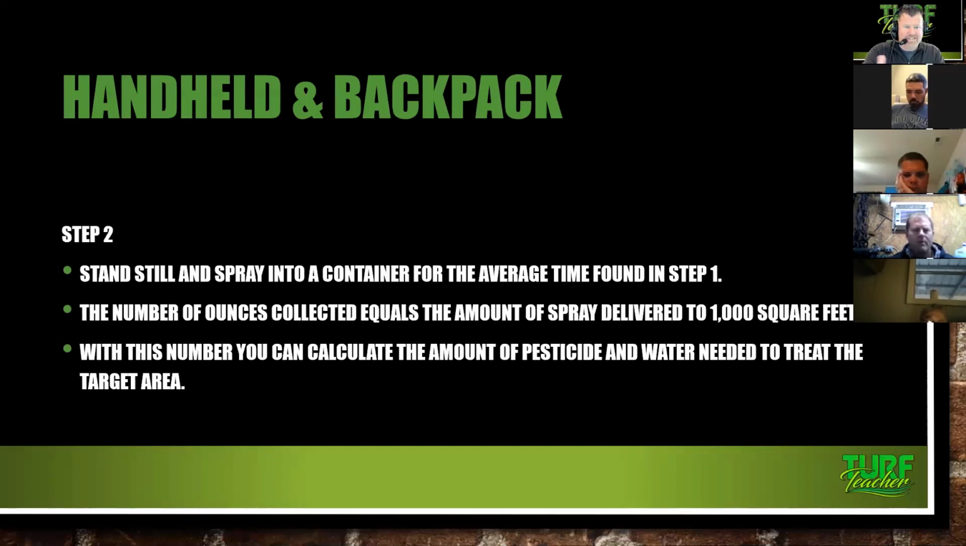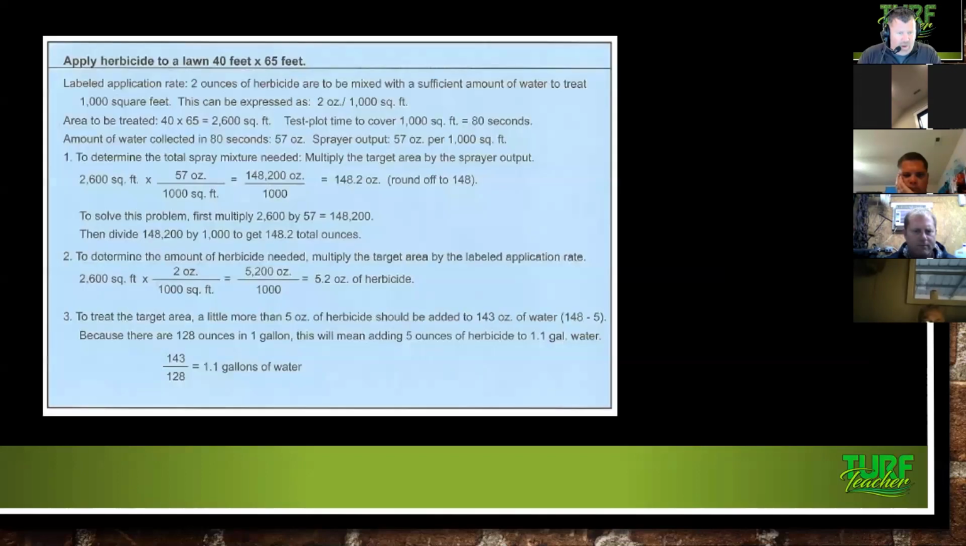Then step 2, you're going to stand still and spray into a container for the average time found in step 1. The number of ounces collected equals the amount of spray delivered to 1,000 square feet. With this number, you can calculate the amount of pesticide and water needed to treat the target area. So we're going to look at our first problem. Here we're going to apply a herbicide to a lawn that's 40 by 65 feet, a 2,600 square foot lawn.